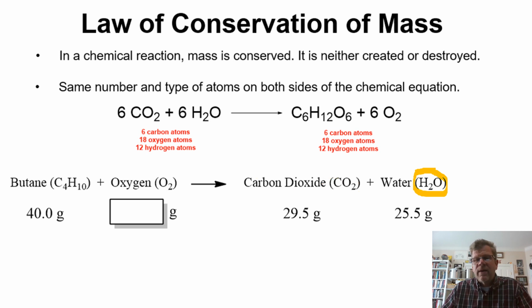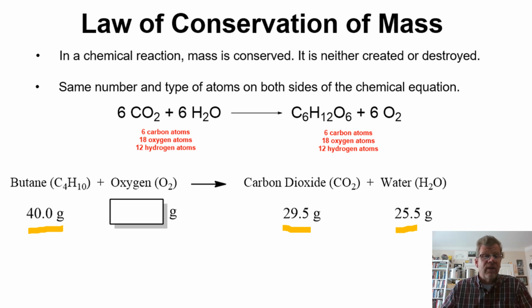However, it's written in the form of a question. Here we have masses, and we're not counting particular atoms, but we're given masses. 40 grams of butane as a starting material. Here over on the product side are a mass of carbon dioxide and a mass of water.